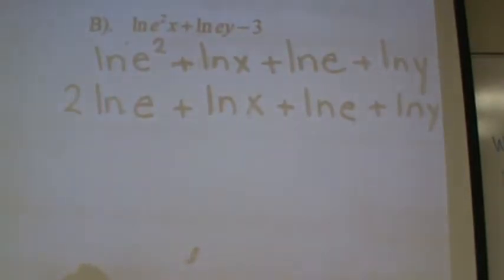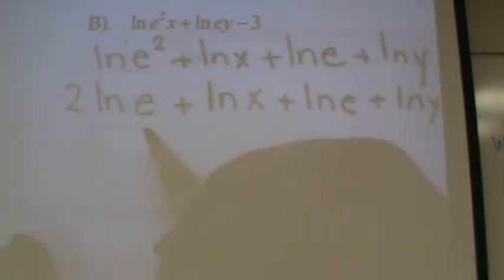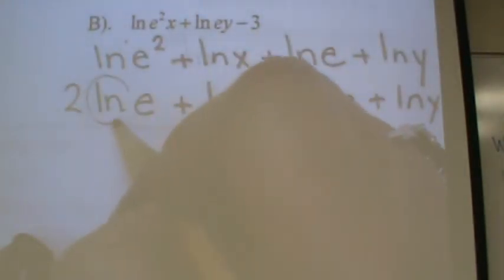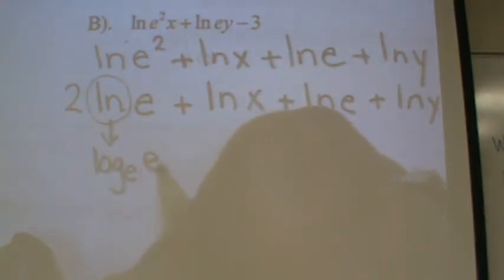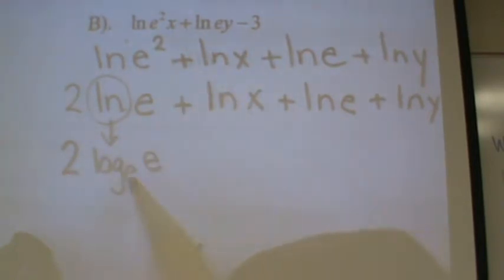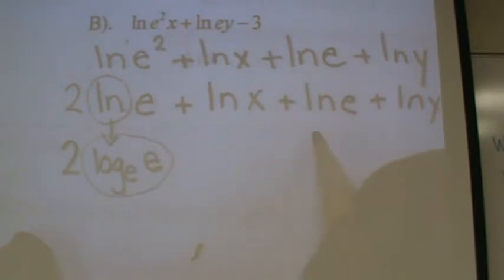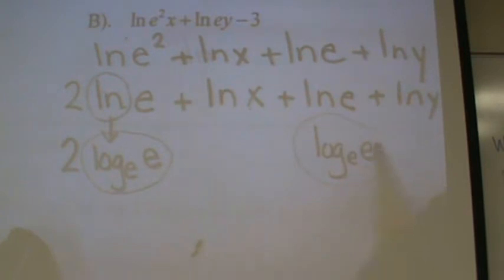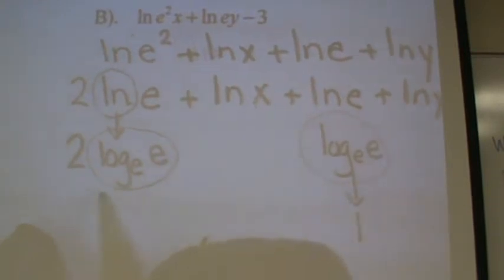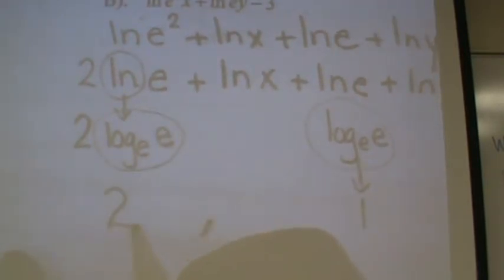Okay, now, do you guys remember what ln means? What does this mean? It means log base e, right? Now, do you remember what I told you when these 2 are the same? What does this whole thing equal? 1. Yep. So this is equal to 1 right here. There's another place right here. This is log base e. This is equal to 1. So this is 1. What's this right here? 2. 2 times 1 is 2. So this is what you have.